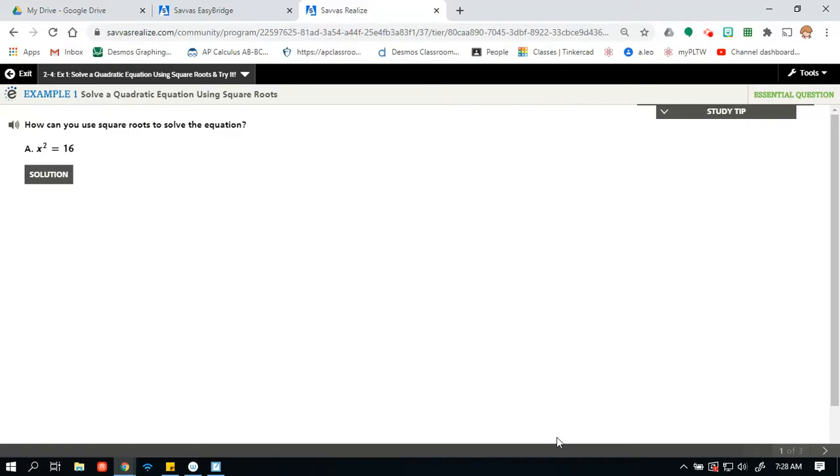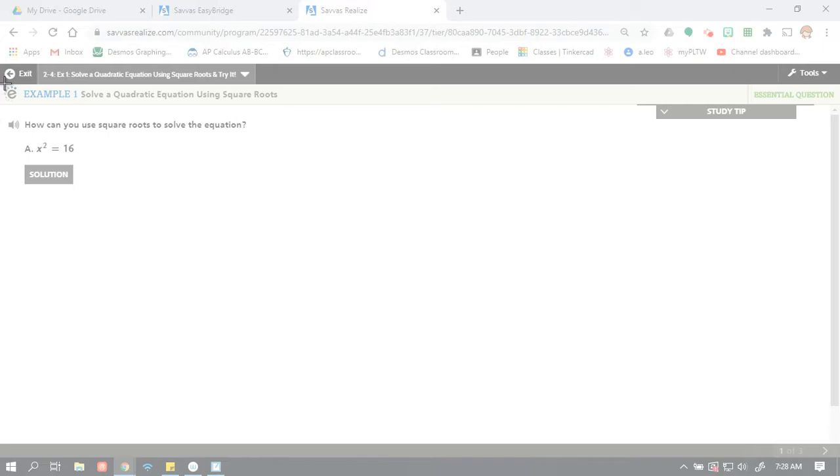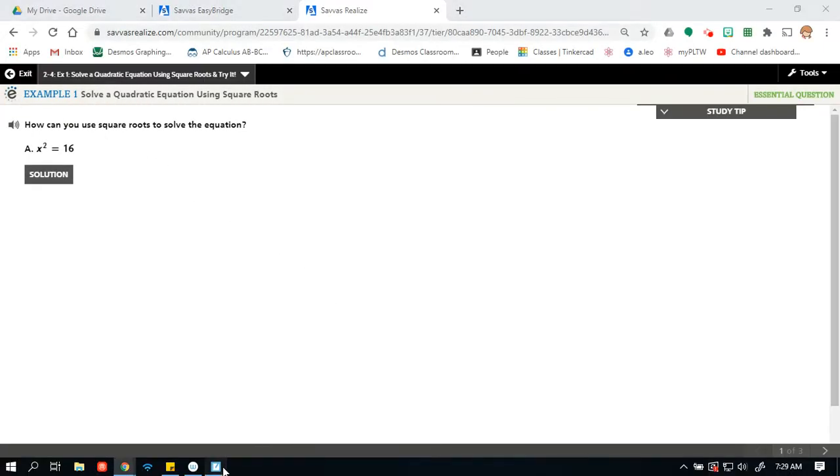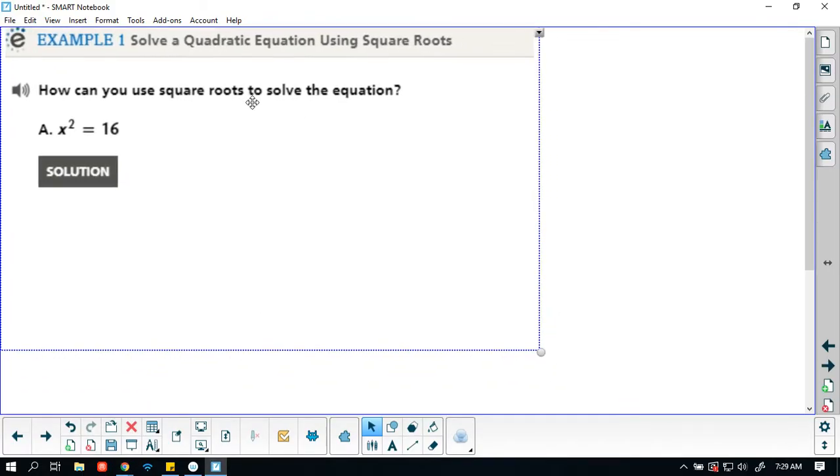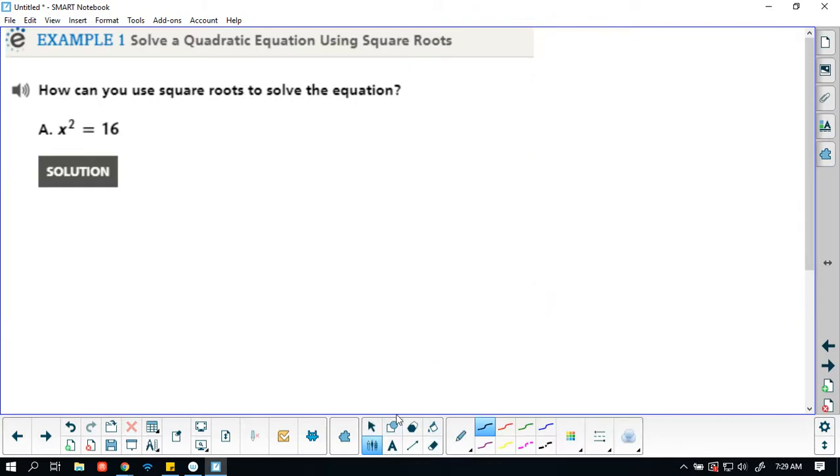In this video, we're going to go over topic 2, lesson 4, example 1, solving quadratic equations using square roots. In this example, we're going to solve two quadratic equations, basically looking at square roots. To do this, we have to have a certain type of quadratic equation. The type we need is the binomial quadratic equation, which basically means there are just two terms.